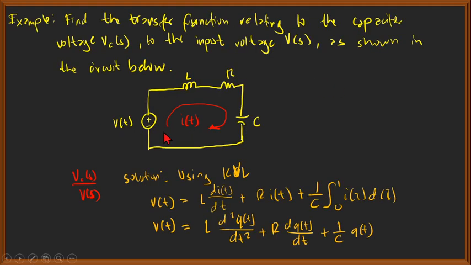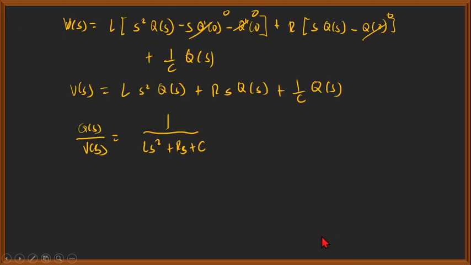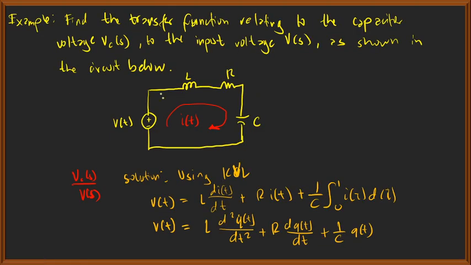If we go back to this equation here, this one is in terms of charge. So if we can find a way for our charge to be in terms of the capacitor voltage, we could change this charge into capacitor voltage. So how are we going to do that?